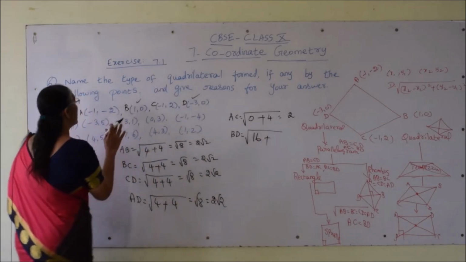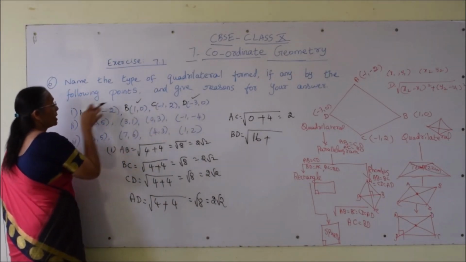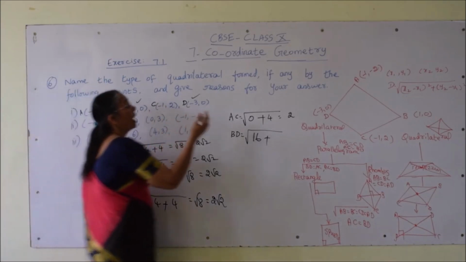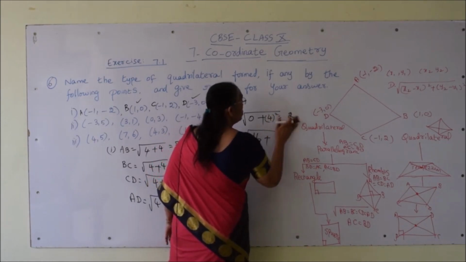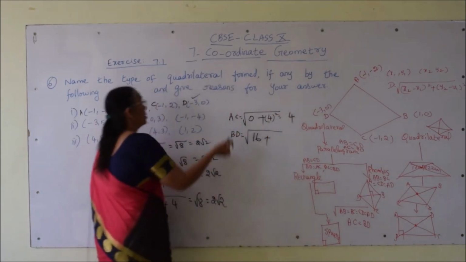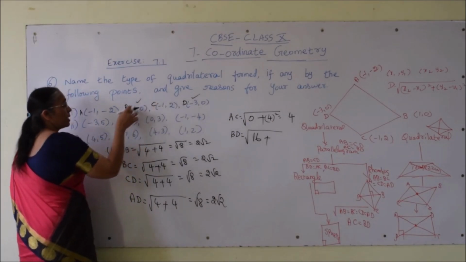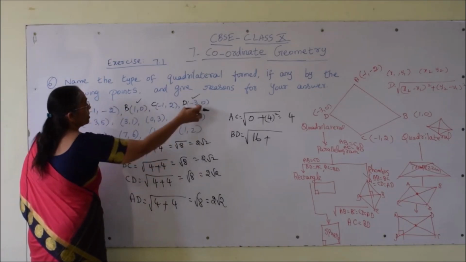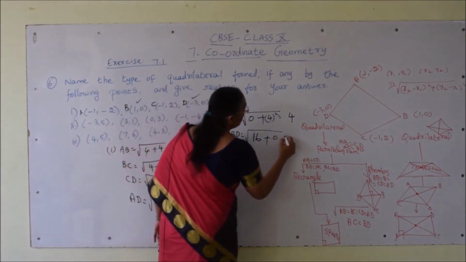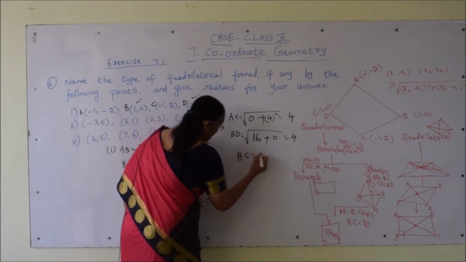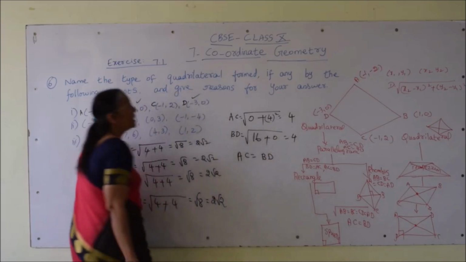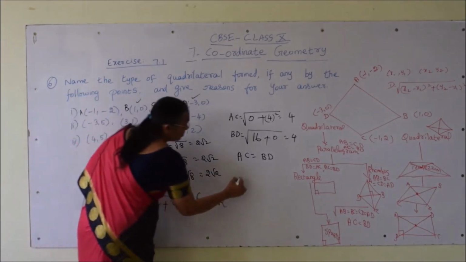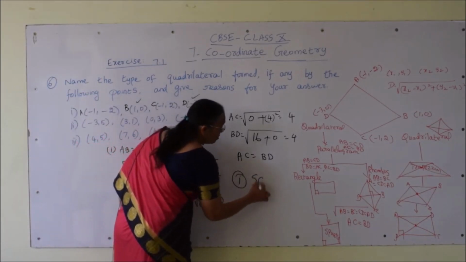AC diagonal length, let me check once again. Yes, minus 1 minus of minus 1 whole square is 0, 2 minus of minus 2 is plus 2, 4, we will have 4 square here. So, root over 4 square is 4. Now, the BD distance, minus 3 minus of minus 1 is minus 3 minus 1, whole square, which is minus 4 whole square, plus 16, 0 minus 0 whole square is 0, root 16 is 4. So, we got AC equals BD. So, the diagonals are also equal. So, in the first problem, the given vertices form a square.